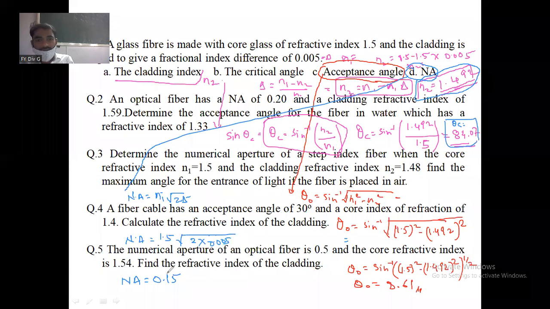What was asked in the numerical? First one is the refractive index of the cladding region. What is the refractive index of the cladding region? 1.492. Second, critical angle, that is theta C, is equal to 84.07. What is the third? Acceptance angle theta 0 is equal to 8.61. And the last, NA, numerical aperture, is equal to 0.1515. I will show it. Please cross check it.